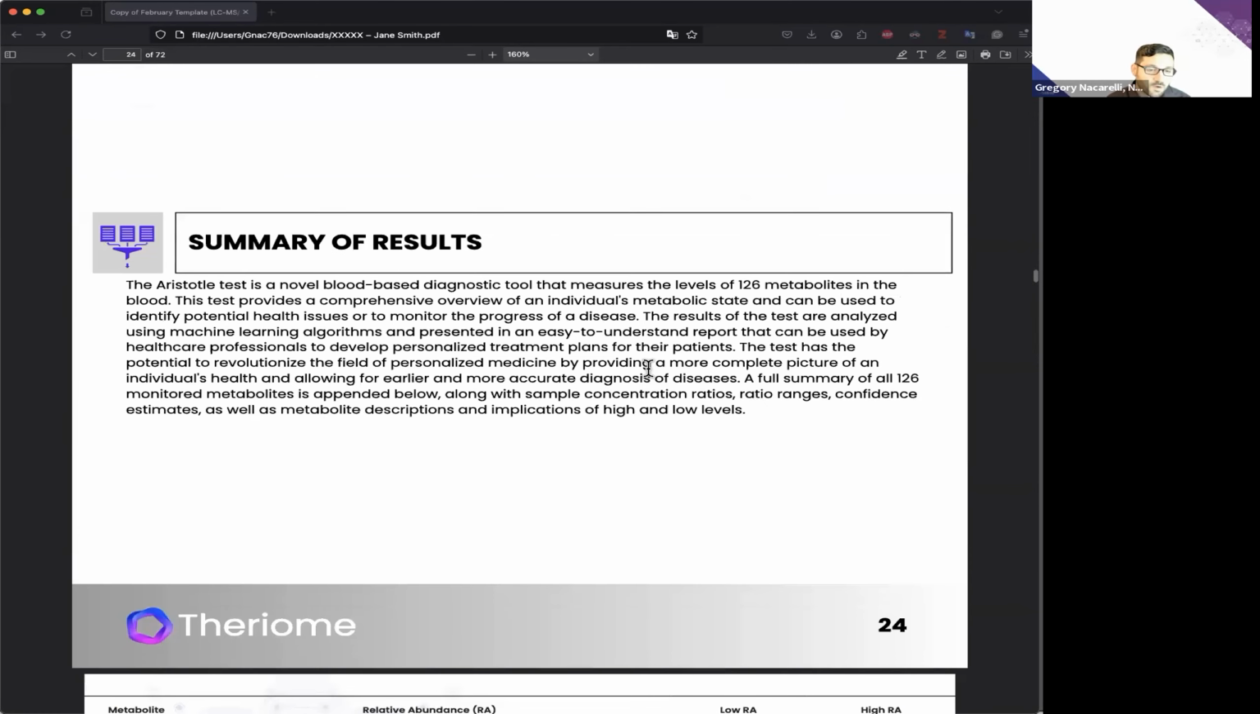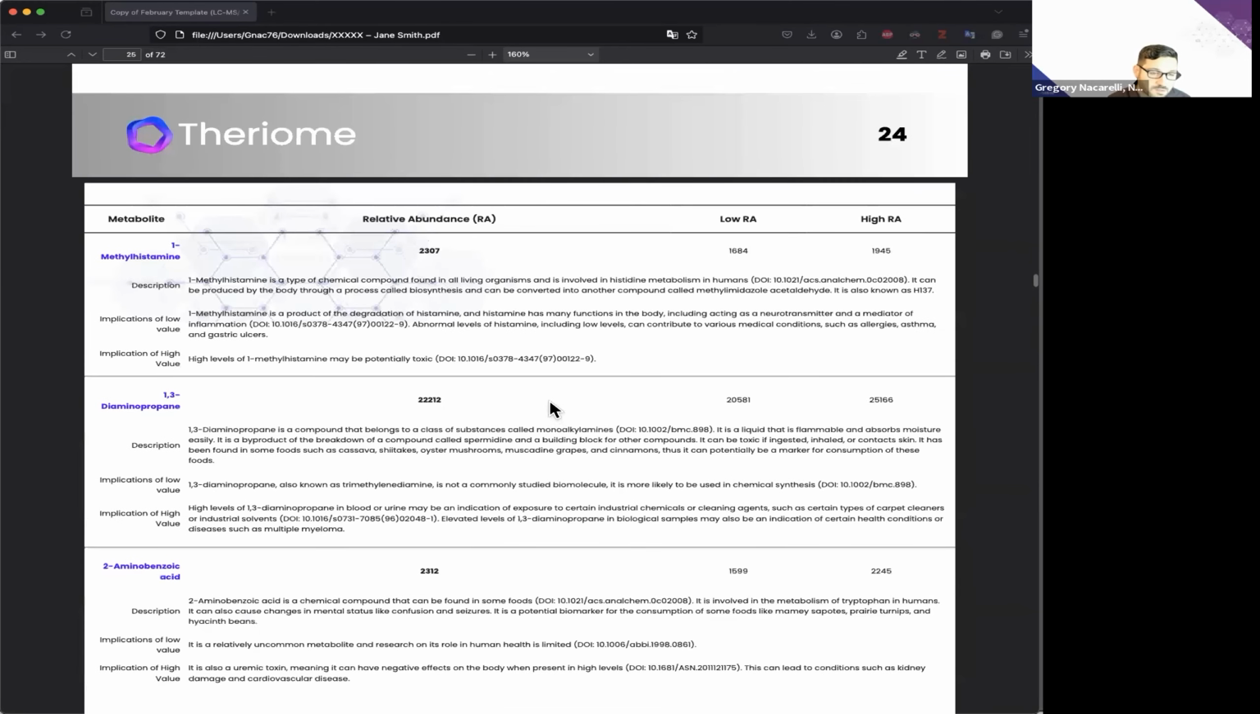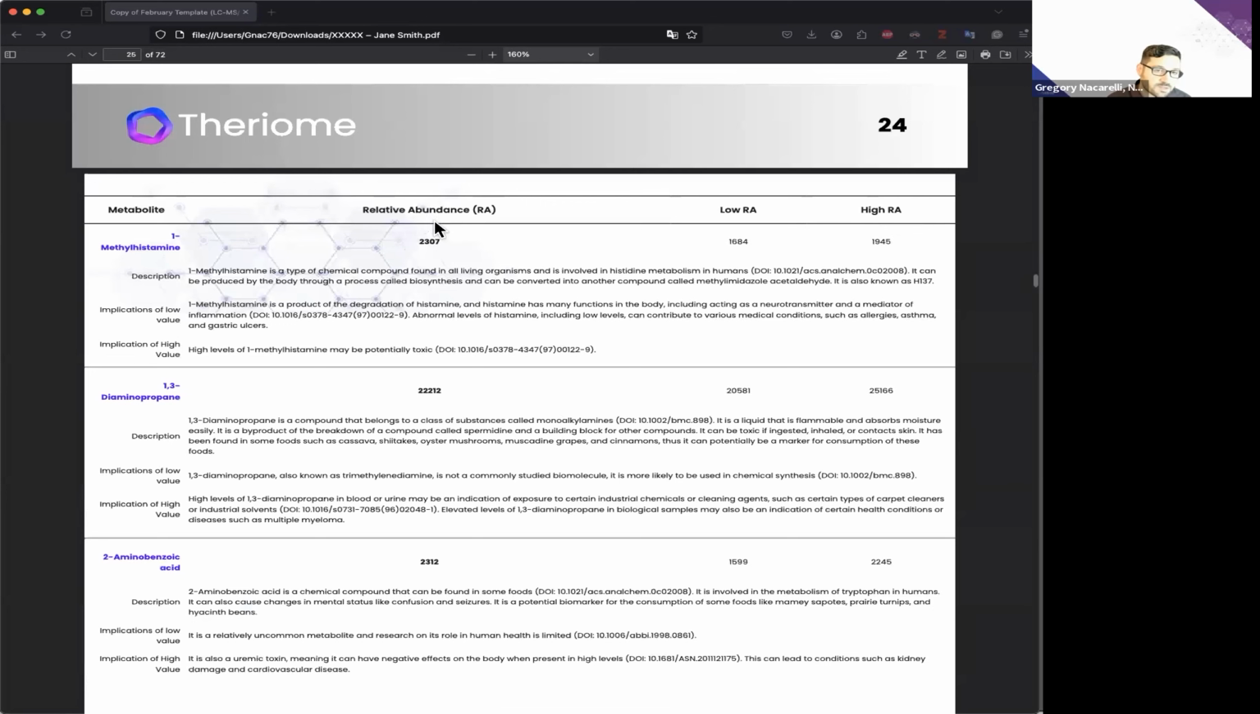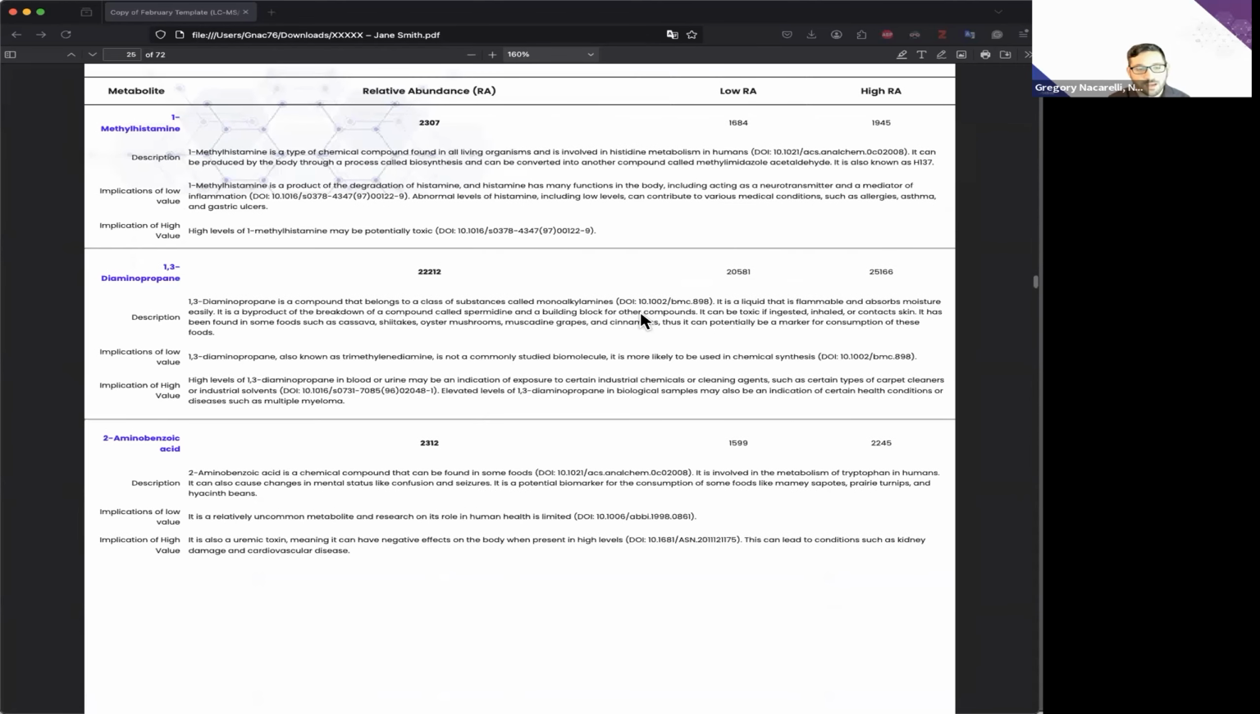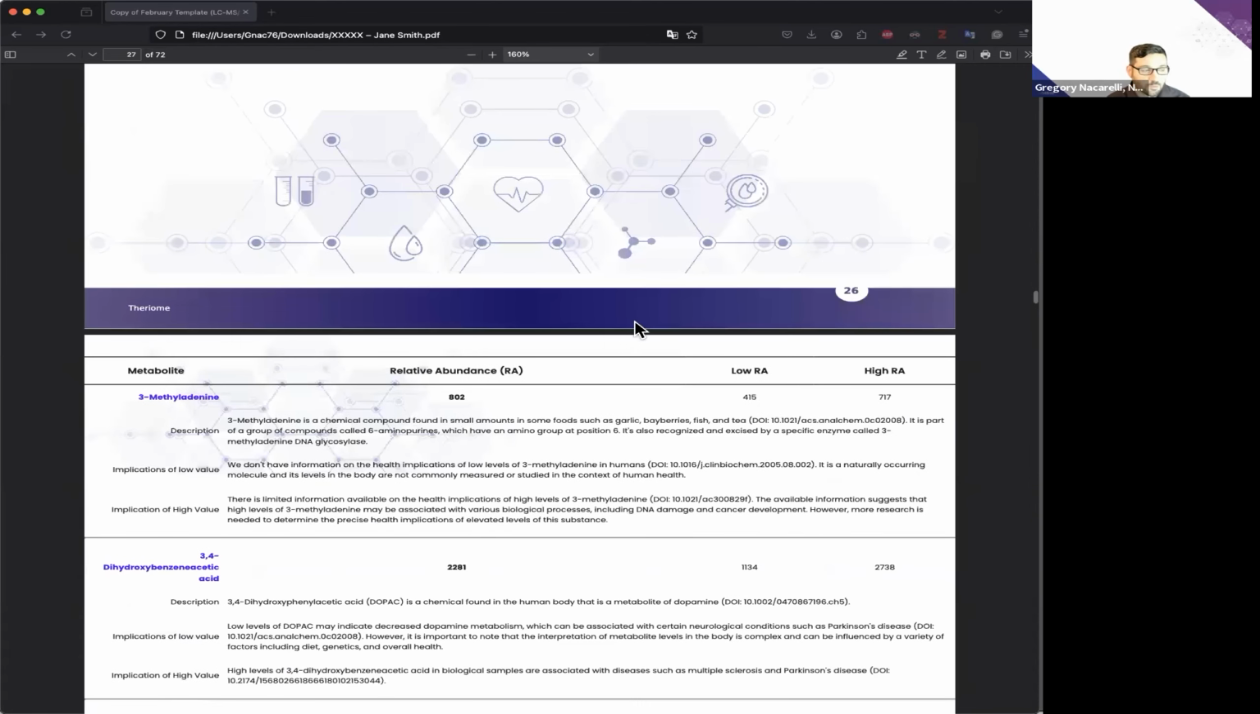At the end of all of this are the metabolites. For every metabolite, the score in the relative abundance is shown compared to the low relative abundance and high relative abundance. This is the reference standard. What the metabolite is, the description of it, what the implications of a low value are, and what the implications of a high value are is all listed here for every single metabolite. So if you were curious what those metabolites are in the subdomains, that information is listed here. And that concludes the review of the Aristotle metabolomics test.